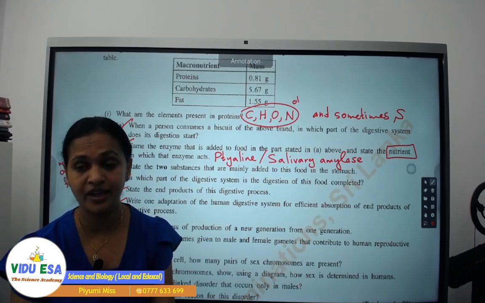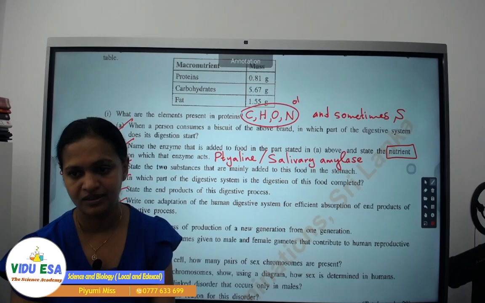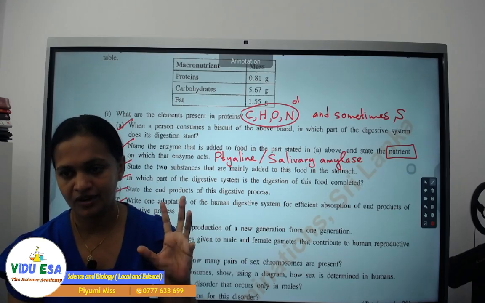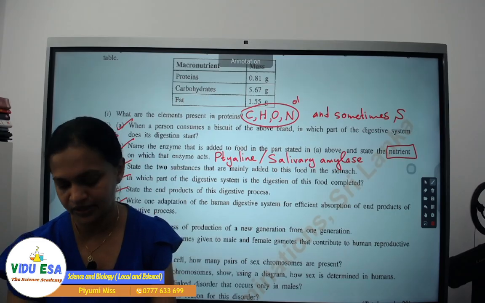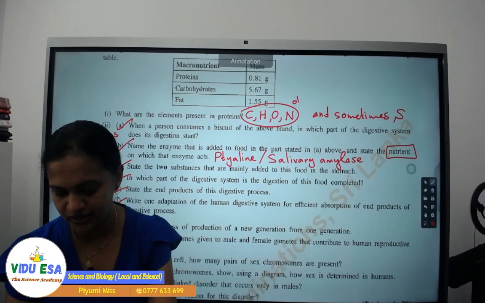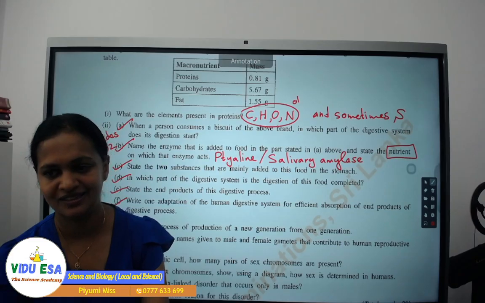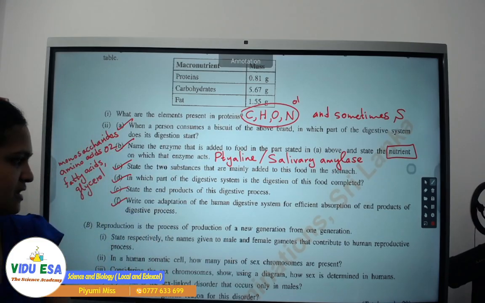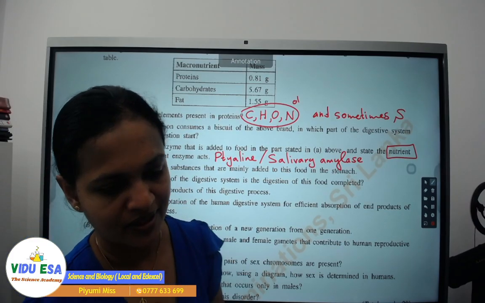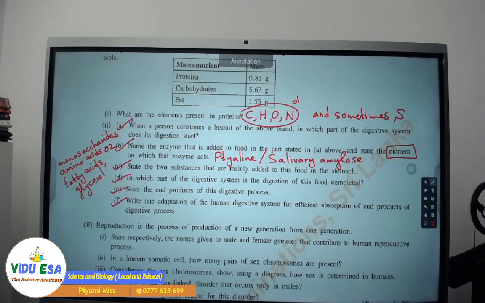You can also say highly vascularized. Highly vascularized means presence of a widely distributed capillary network. What we say is highly vascularized villi. Don't stop at just highly vascularized. Highly vascularized villi. Right? If you have mentioned one of these, you will get that 1 mark. Right? That is part A.